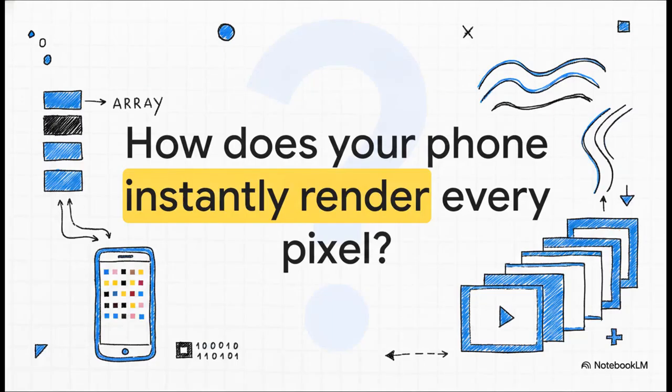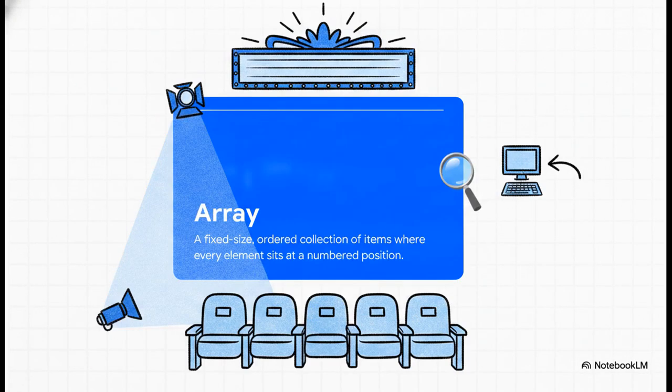So think about this. How does your phone instantly render every single pixel on your screen? Well, it all comes down to the absolute foundation of everyday computing, and really, seeing how array storage works daily. At a low level, your machine just needs to store data in memory in a very precise, ordered way. And that brings us to the array. It's essentially a fixed-sized, ordered collection of items where every element sits at a numbered position.